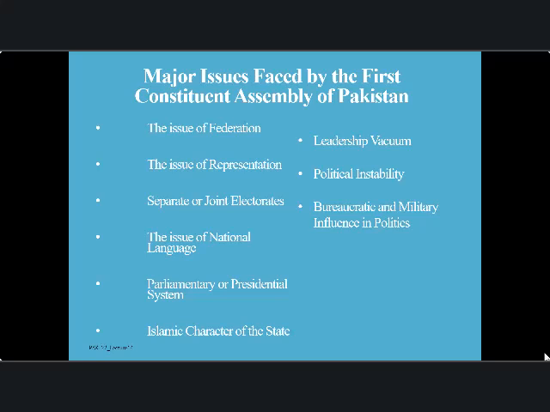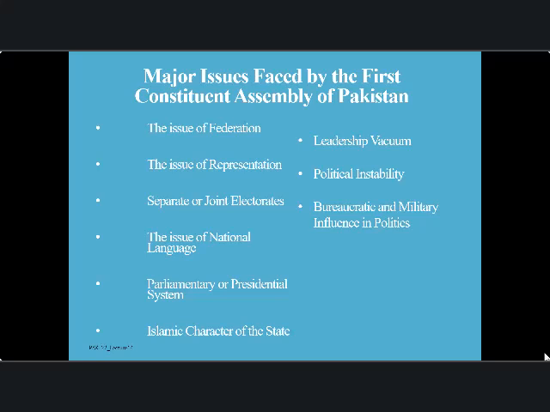This disagreement created a long political deadlock. Neither side was willing to compromise easily, and many constitutional proposals failed because they could not reconcile these competing demands. And on the other hand, the issue of separate or joint electorates. The question of electoral arrangement was another important issue before the Constituent Assembly.